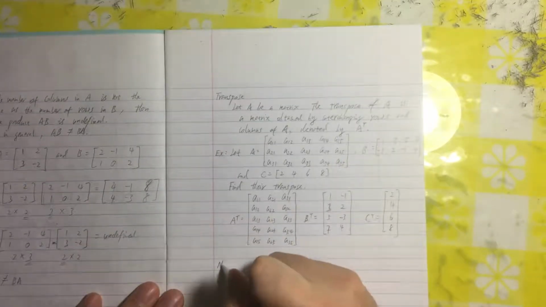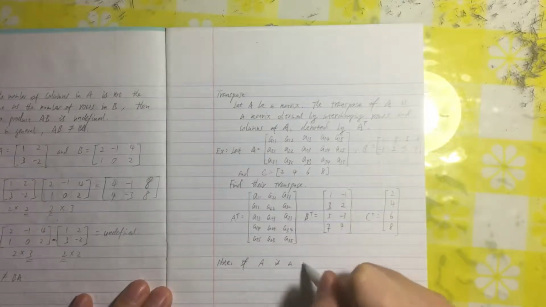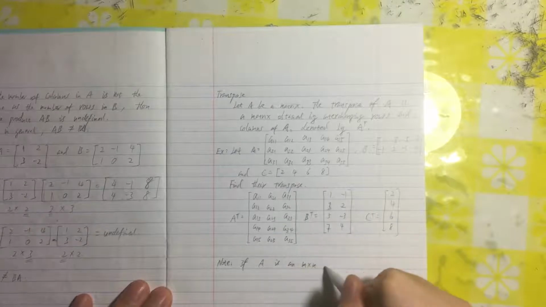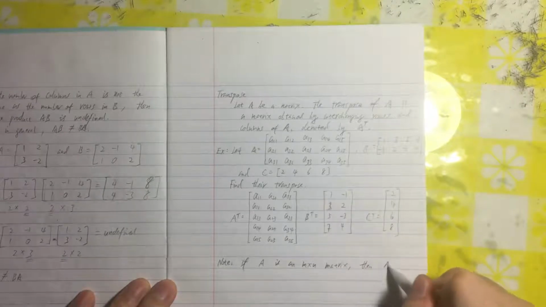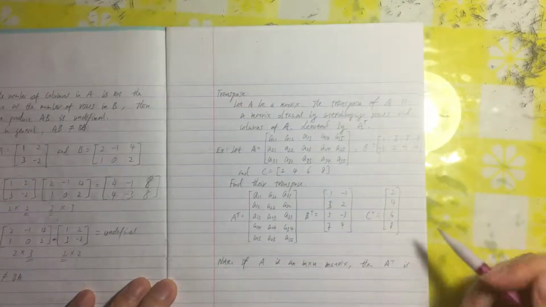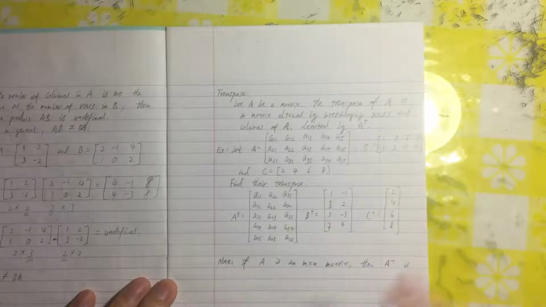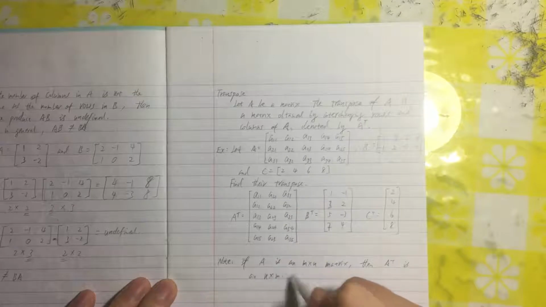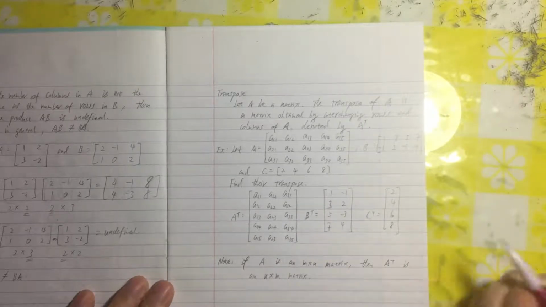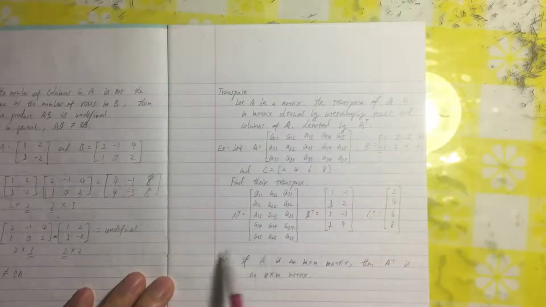Note, if A is an m by n matrix, then A transpose is what? Since I interchange rows and columns, A transpose is an n by m matrix. For example here, A is a 3 by 5 matrix. Then A transpose will be a 5 by 3 matrix. There are 5 rows and 3 columns.